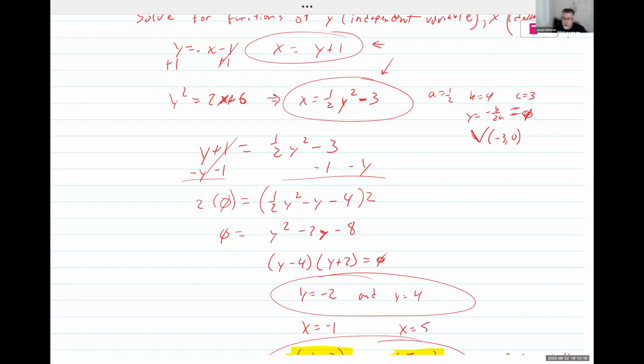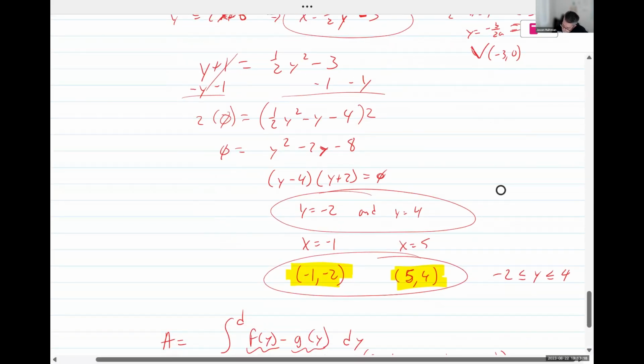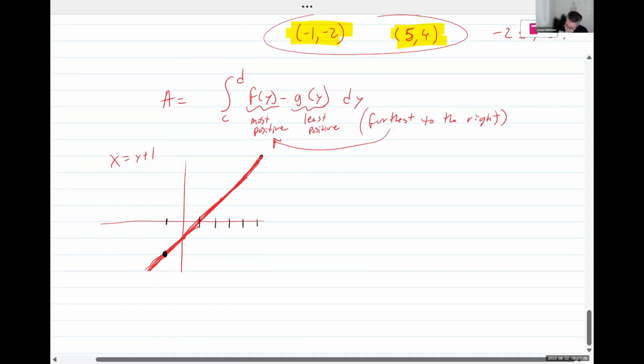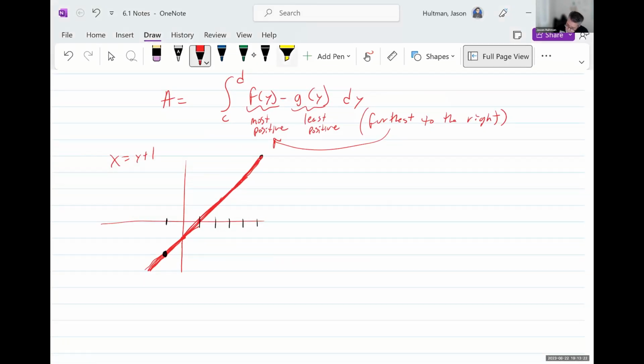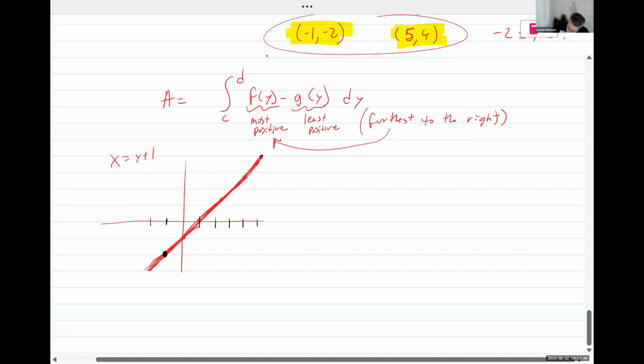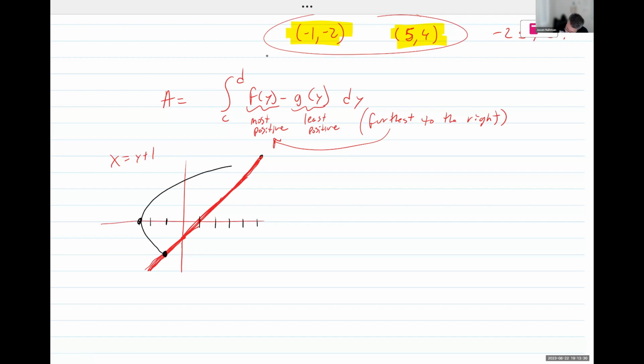Okay, looking at that parabola. If I go out here 3, there's my vertex. And what I get is a parabola that looks like this. That was pretty close.